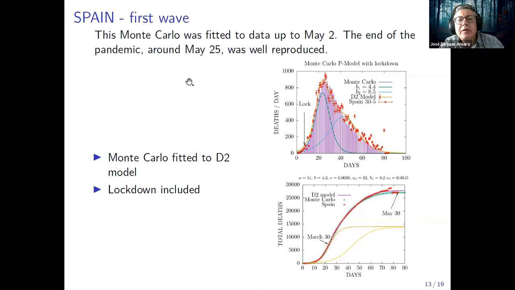This is the same, but for May 25, where the first wave ended in Spain, with the Monte Carlo. Also with the D model. Also fit very well, okay.